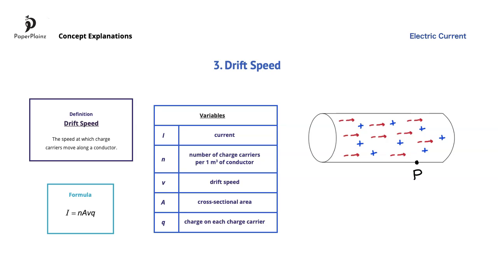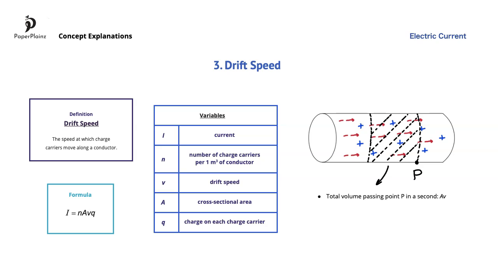Given that the cross-sectional area of the wire is A, and that the charge carriers, in this case electrons, are moving at a speed v, the total volume of charge carriers that moves past point P in 1 second is A, the cross-sectional area, multiplied by v, the drift speed. Based on the variables table, the number of charge carriers per 1 cubic meter of the wire is n. Since the charge carriers in this example are free electrons in the metal, there are n free electrons in 1 cubic meter of this wire.